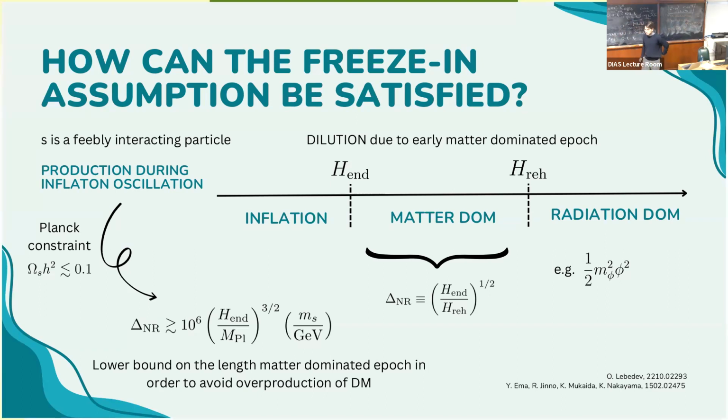Sorry, what was delta NR characterizing? Is this the time interval? It's the length in the sense of the ratio between the scale factor at the end of inflation and at the radiation domination. It's not time, it's not time.